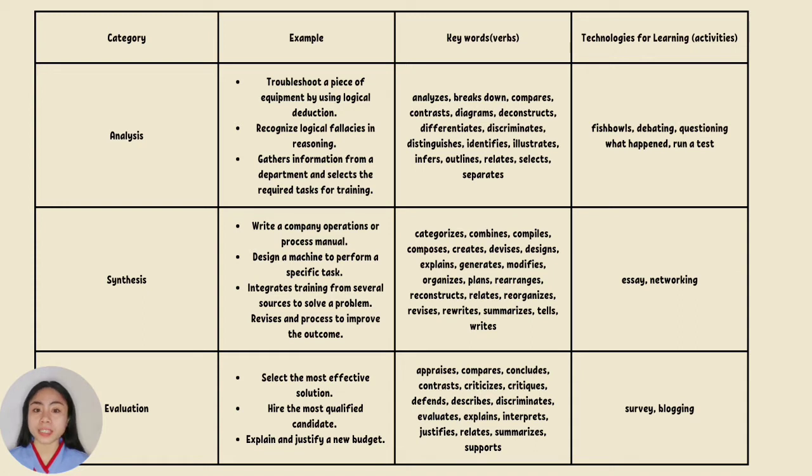Distinguishes between facts and inferences. So these are the examples, the keywords, and also the technologies for learning. Next is a synthesis. Builds a structure or pattern from diverse elements. Put parts together to form a whole with emphasis on creating a new meaning or structures. So we have examples, we also have keywords and technologies for learning.